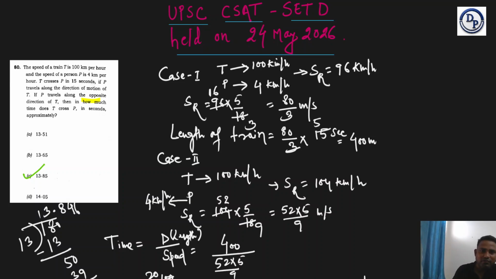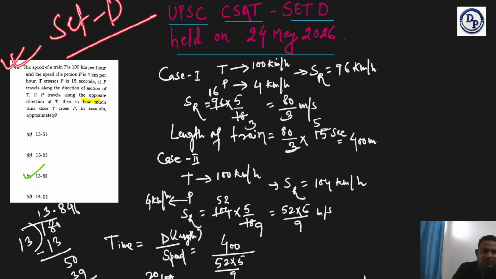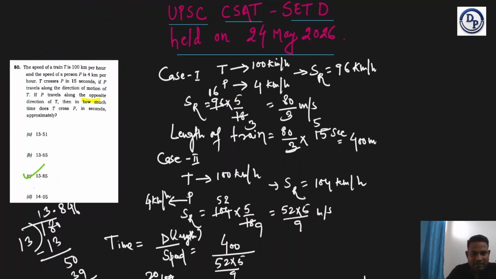The first question here is question number 80. It is for set D that I am solving, so you can match your question accordingly with the different sets. The speed of a train T is 100 kilometer per hour, and the speed of a person P is 4 kilometer per hour. Here the speed of train T is given as 100 kilometer per hour, whereas the speed of that particular person is given as 4 kilometer per hour.